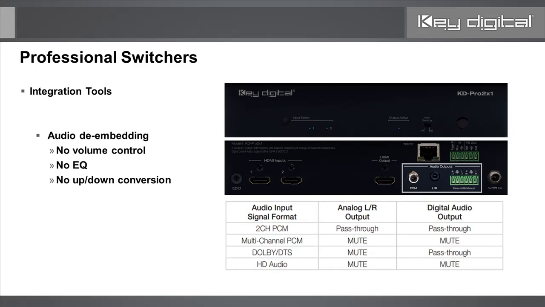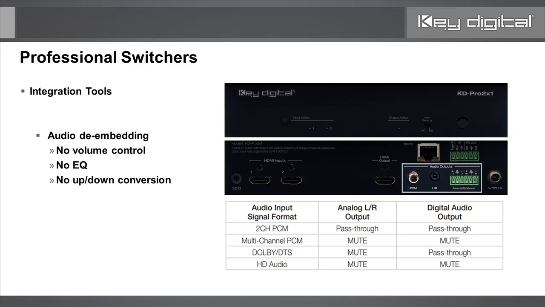Yet another integration tool for the KD Pro 2x1 and KD Pro 4x1 is the output audio de-embed. The audio of the selected source is de-embedded onto the analog 6-pin Phoenix, analog 3.5 mini, and PCM digital audio port. That is in addition, of course, to being audio and video on the HDMI output connector. Now keep in mind though, there are no DSP features, so there's no volume control, no EQ on these audio de-embed outputs, nor is there any up or down conversion.